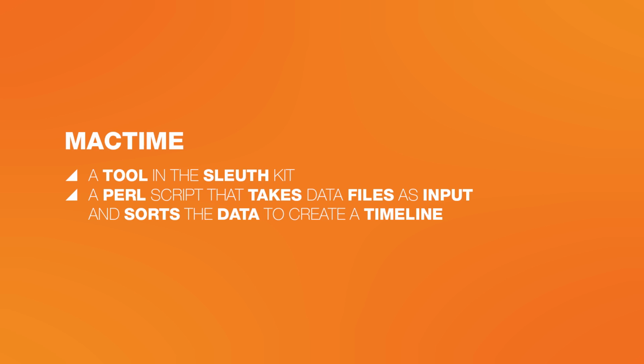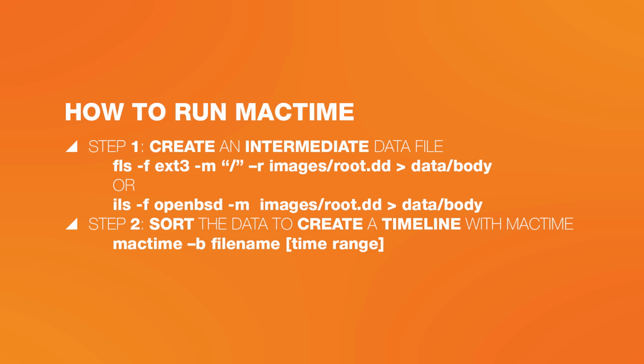Mactime from The Sleuth Kit takes a data file as input and sorts the data to create a timeline. In general, creating a timeline takes 2 steps. First, you should generate a data file as an input for mactime. The data file contains timestamps, file name, and other information. For example, both fls and ils can create such a data file, using the -m option.